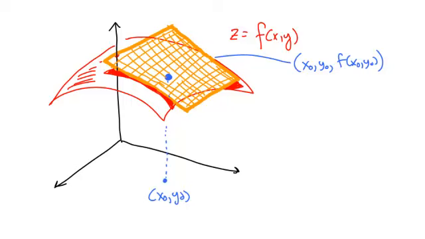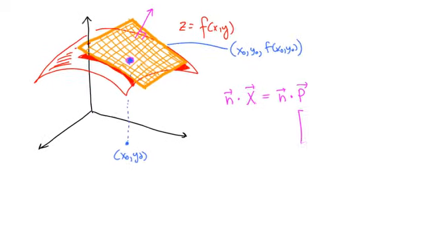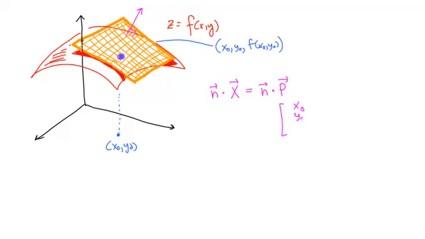How could we find the equation of a plane like this? Well, we know that the equation of this plane, whatever it is, has to take the form of n dot the variable x vector equals n dot a point on the plane expressed as a vector, where n is the normal vector to the plane, and p is a point on the plane. Well, we happen to know a point on the plane, so if I write it in vector form, it's the point x naught, y naught, f of x naught, y naught. And x is simply the vector x, y, z. So all I'd need to get this job done is to figure out the normal vector to the surface.